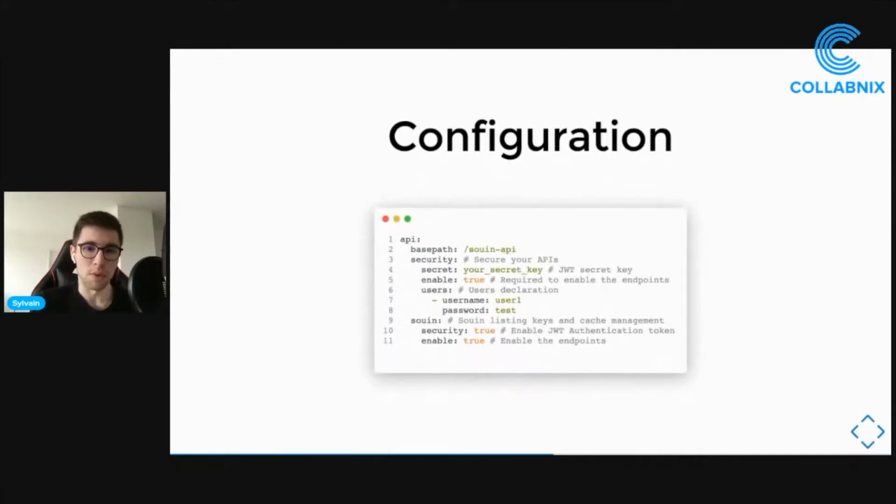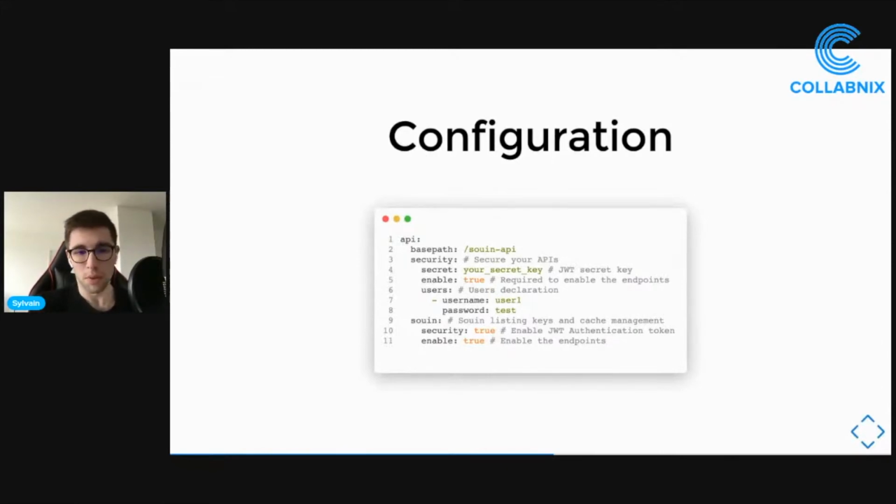First, the configuration for all the API endpoints is the following. You have to define the API block in the YAML file. Then you can override the main base path, which is Souin API by default. At the moment, Souin supports only two APIs, but in the future it will support more endpoints. For each endpoint, you can override the base path and tell if it's enabled or not, and it's false by default. Then specifically for the security endpoint, you are allowed to define a secret and a list of users to be able to log in as these users.